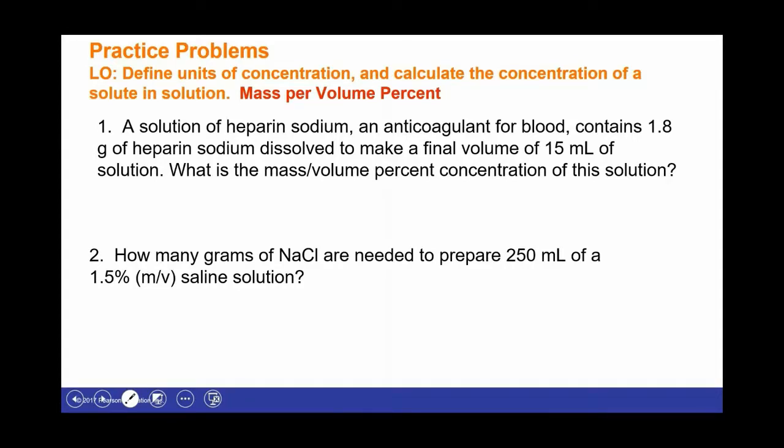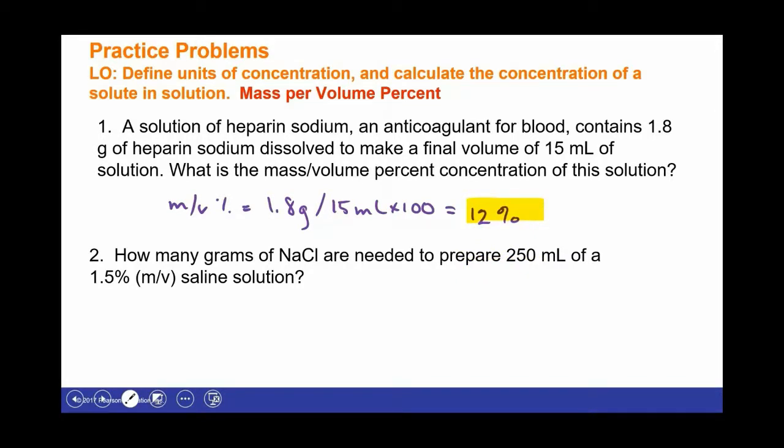A solution of heparin sodium, an anticoagulant for blood, contains 1.8 grams of heparin sodium dissolved to make a final volume of 15 milliliters of solution. What is the mass volume percent concentration of this solution? Well, what are we given? We're given that we have 1.8 grams of heparin in 15 milliliters of solution times 100, and we get a 12% solution.